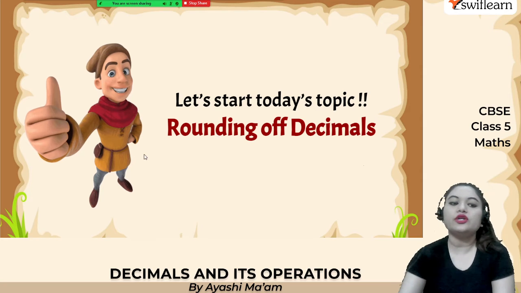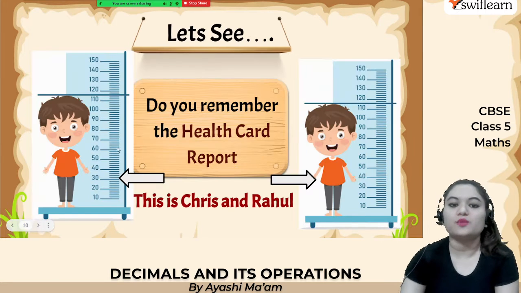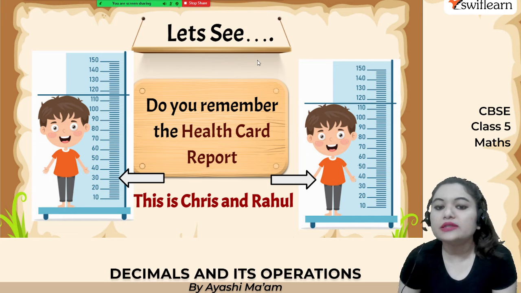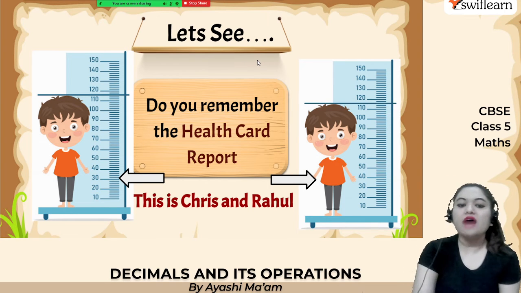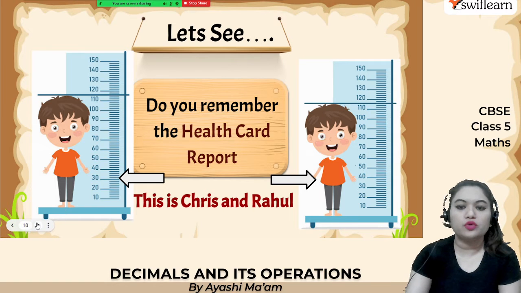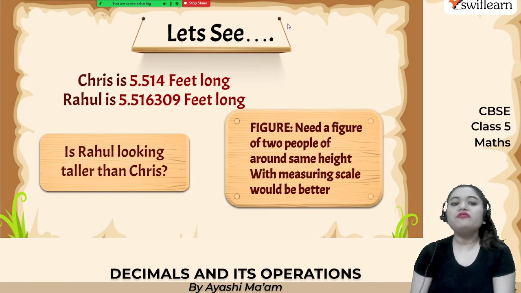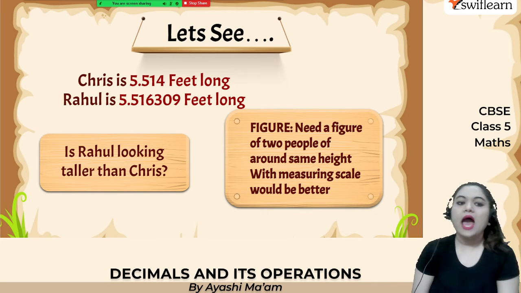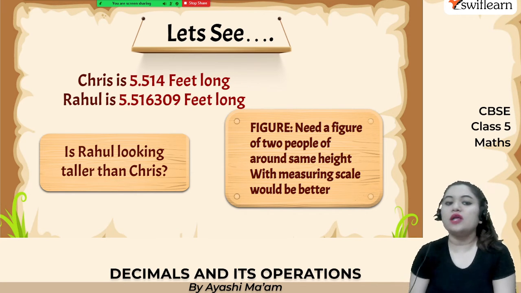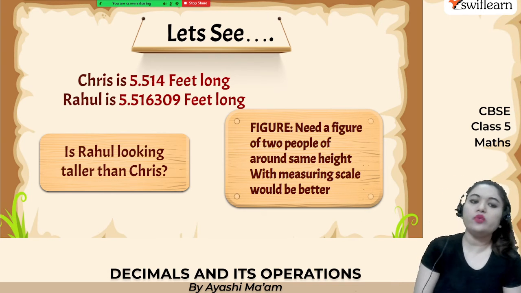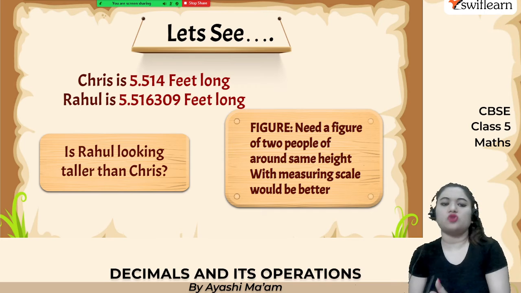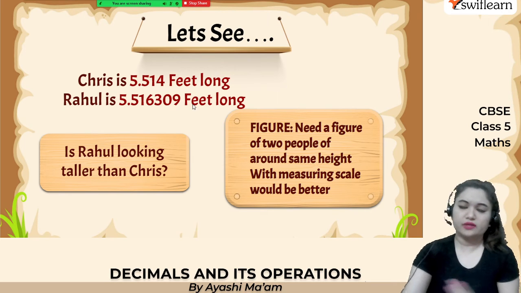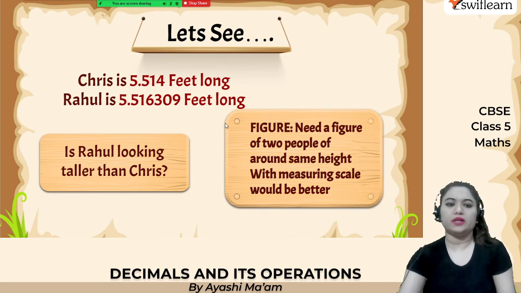Now let's start with today's topic, that is rounding of decimals. Let's see, do you remember the health card report? So we have the health card report of Chris and we have the health card report of Rahul. We have found out that Chris is 5.514 feet long and Rahul is 5.516309 feet long. So how will you understand who is taller between these two people, right?